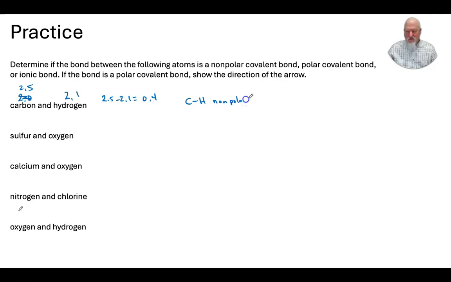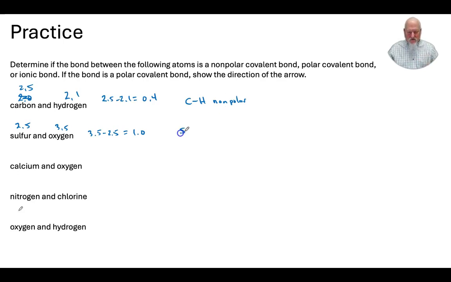All right? What about sulfur and oxygen? So if we look up sulfur, it's 2.5. And if we look up oxygen, it's 3.5. We always subtract the smaller one from the larger one. So 3.5 minus 2.5 equals 1.0. That means that falls in the range of a polar bond, that the electrons aren't shared equally, and actually they spend more time closer to the oxygen.